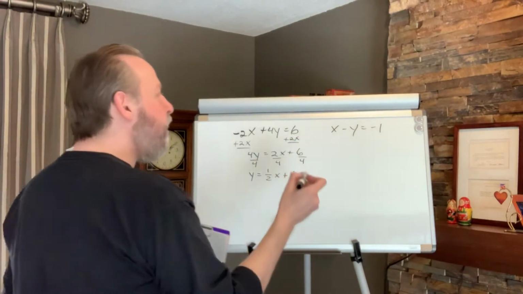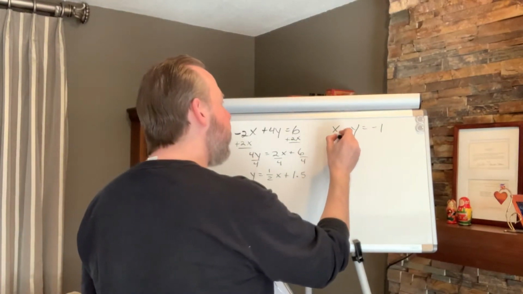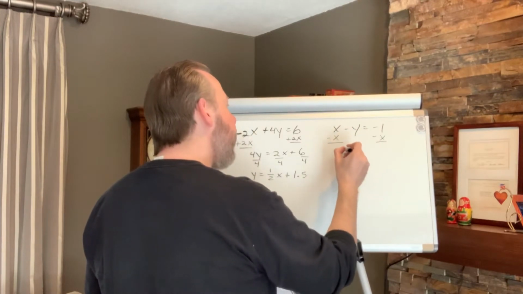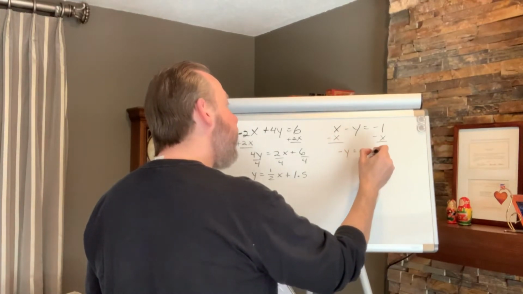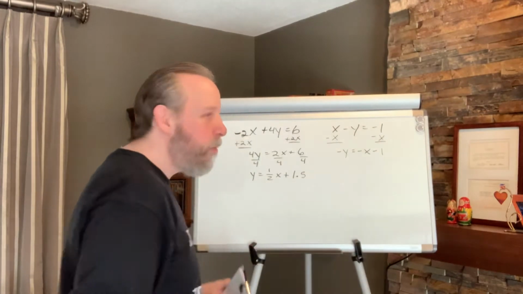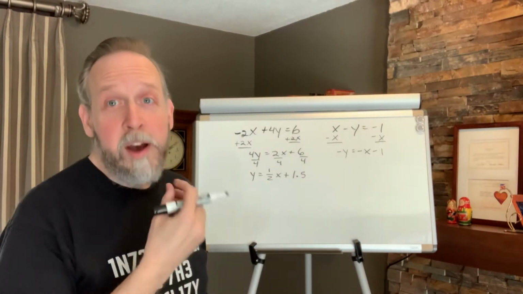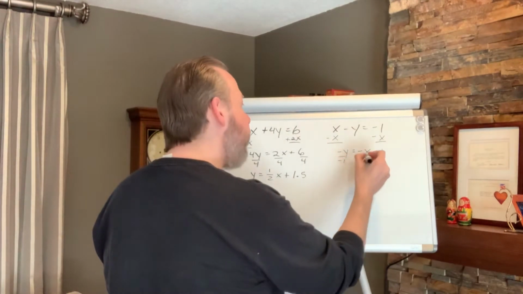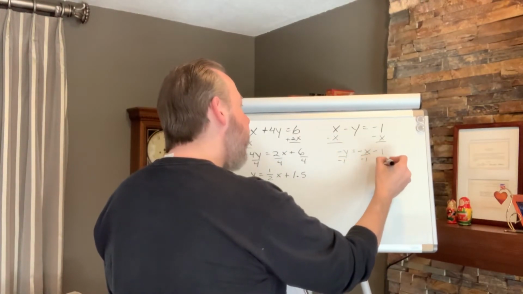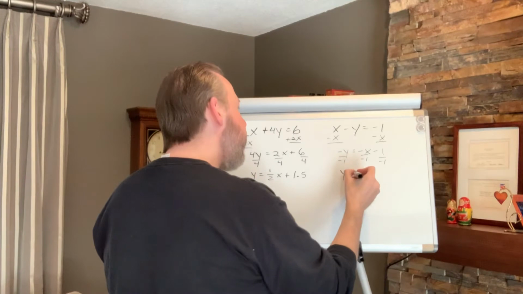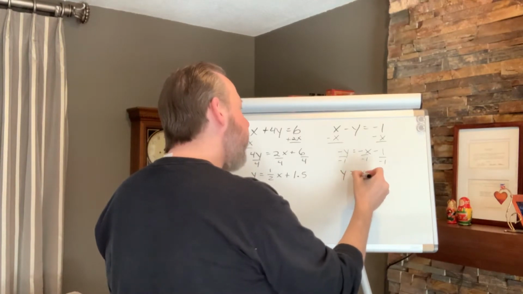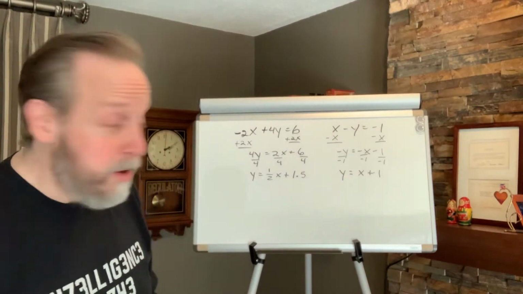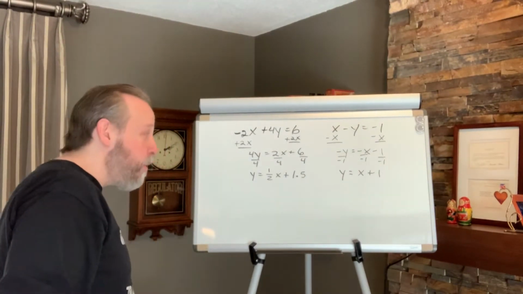And then for the second equation, a little easier because it's a little less complicated, we're going to subtract x from both sides, and I get negative y equals negative x minus 1. I don't want to graph negative y, so I have to divide everything by negative 1, and that turns all the signs. Y equals x plus 1. All right, we have two equations, and now we can graph them to see what we get.